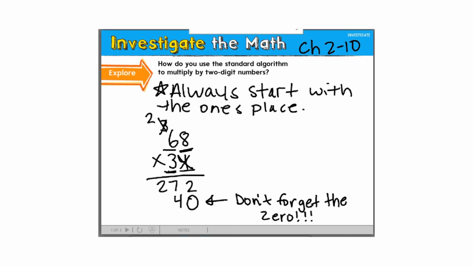Remember, do the ones place first. Yes. Thank you, Nolan. So 3 times 8 is 24. So I put the 2 up here, and then I put the 4 underneath.